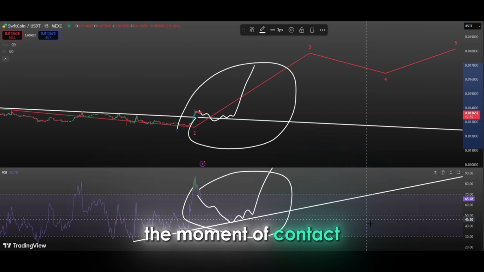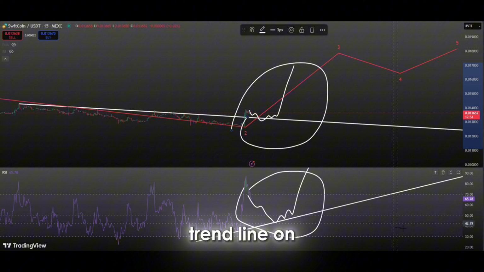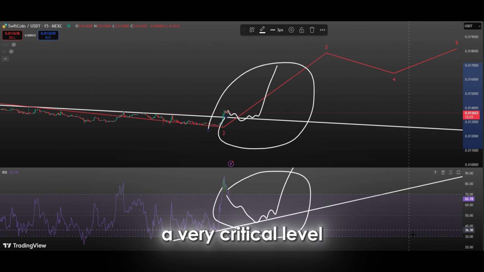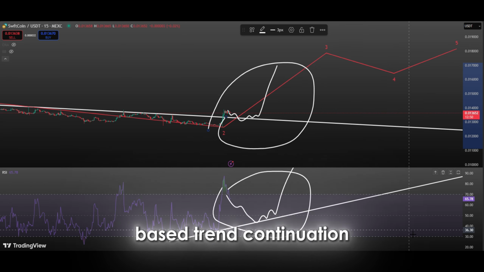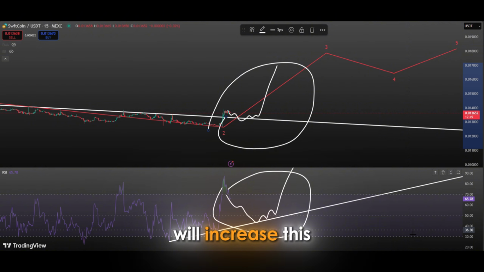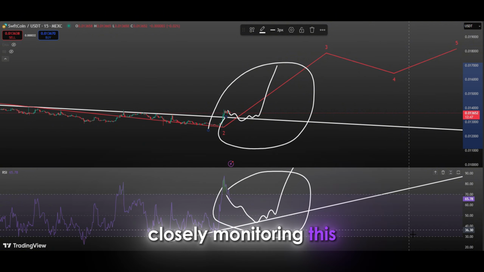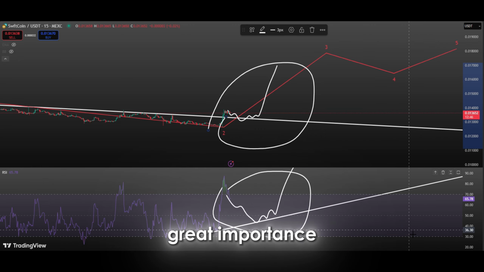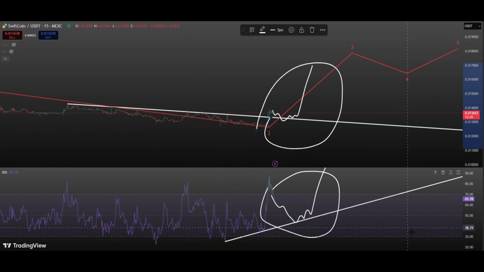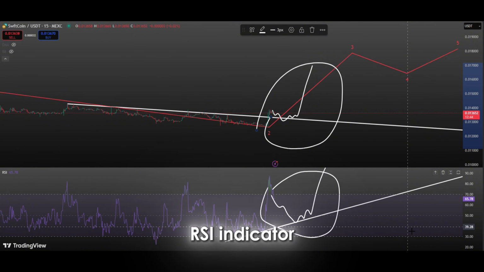In conclusion, the moment of contact with this ascending trend line on the RSI stands out as a very critical level. If the RSI manages to bounce from here, expectations for both indicator-based strength and price-based trend continuation will increase. This could create new position opportunities for investors. Therefore, closely monitoring this area is of great importance in order to catch potential new moves early. It's definitely worth keeping an eye on the RSI indicator.